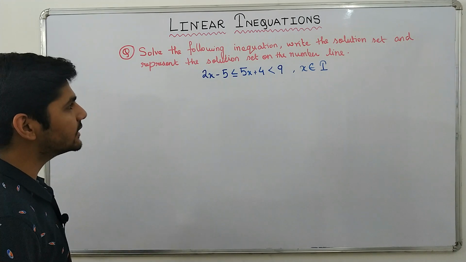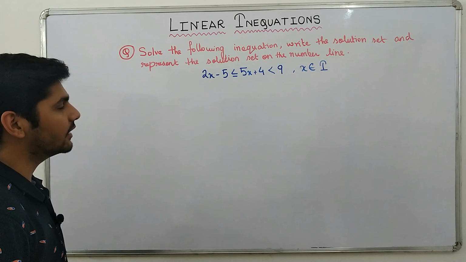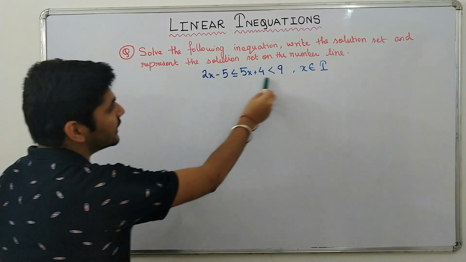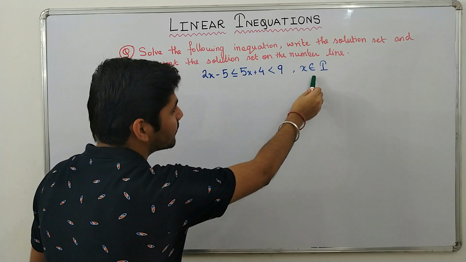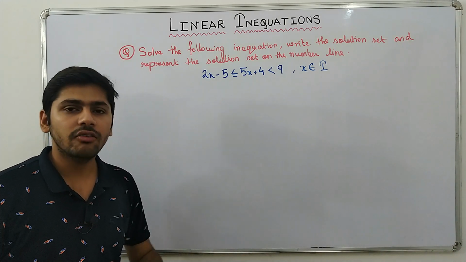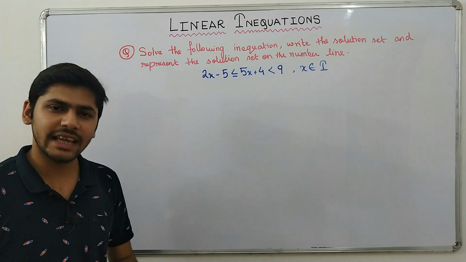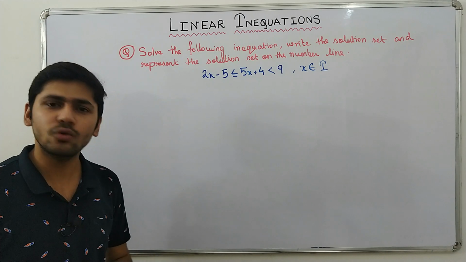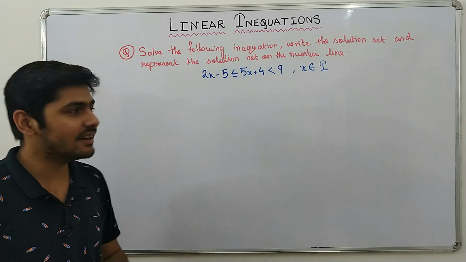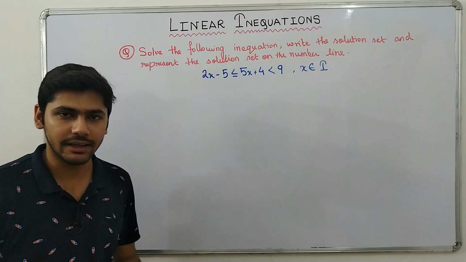Solve the following inequation, write the solution set and represent the solution set on the number line. We have the inequation and x belongs to I. That means over here x belongs to integers. First we will solve the inequation. How to do that? We will use the same way like we did in the previous two sums. We will divide this particular inequation into two inequations and solve them separately.